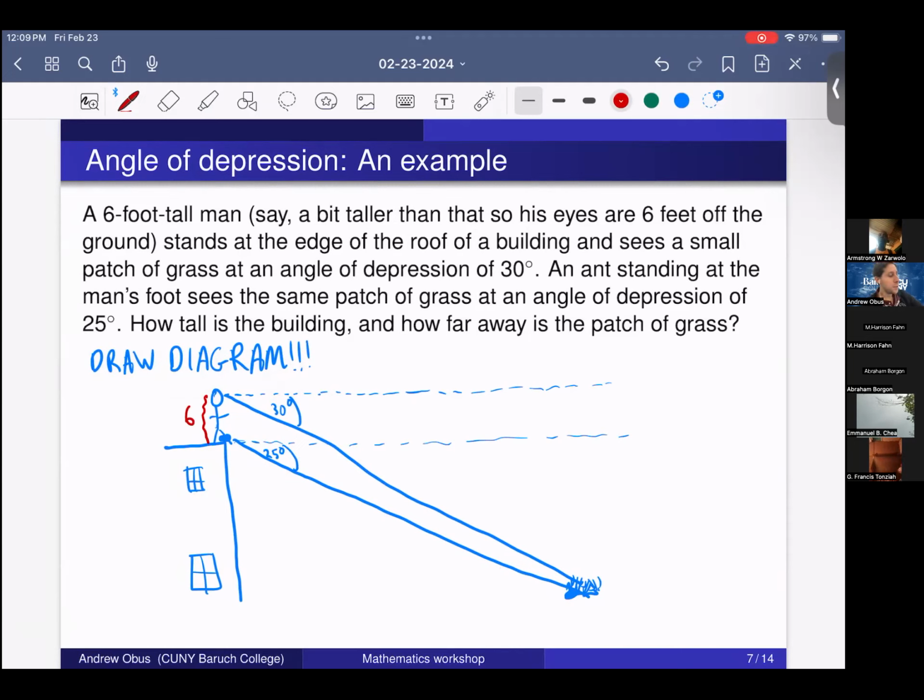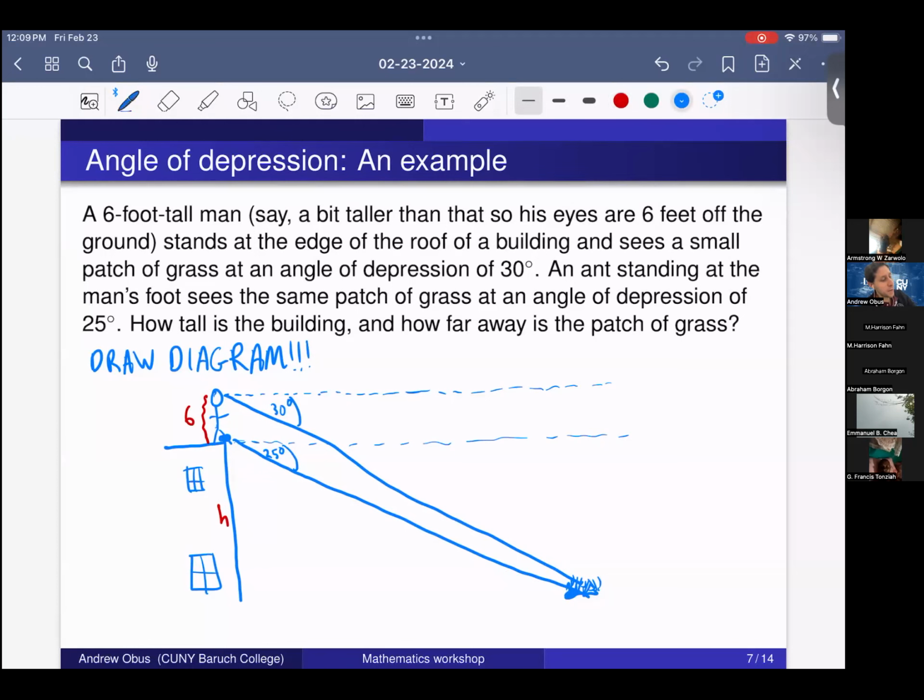All right, so the question is a little bit tricky, but in the end, it's not going to be any harder to solve than these other ones that we've been looking at, right? The only issue is how to set it up correctly. So, we have this diagram. Now, the question is asking two things. How tall is the building? Let's call that H. And how far away is the patch of grass?